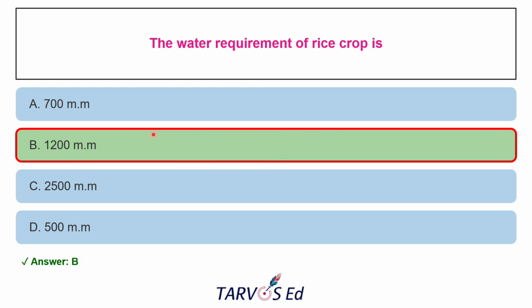Okay, so remember one thing, wheat generally requires 600 to 700 mm. So you can remember rice needs twice the amount of water requirement of wheat.